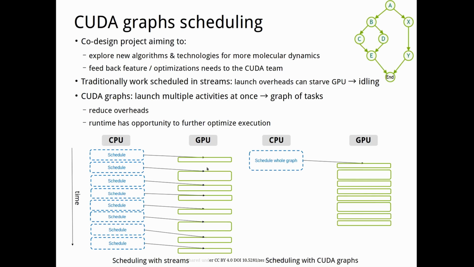What CUDA graphs allows is to launch multiple activities at once, so multiple computations, data transfers as a graph of tasks defined as a single entity, and this allows reducing overheads. But also, the runtime has an opportunity to further optimize execution because it can know in advance what is the structure of the computation and the dependencies between the different computations. So as you see on the right side, the same blocks as on the left, the GPU activities are now much more packed, and for such type of workload, this will make the execution more efficient and will reduce idle.